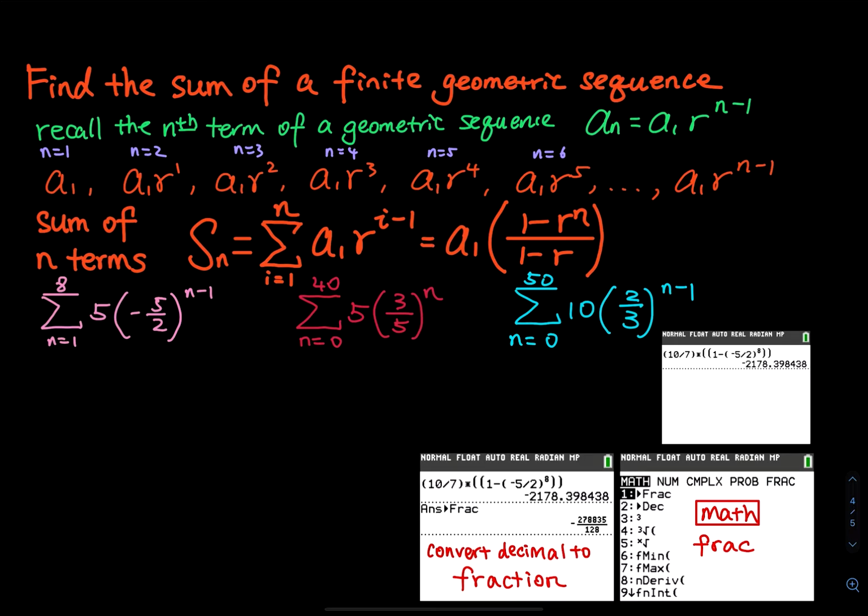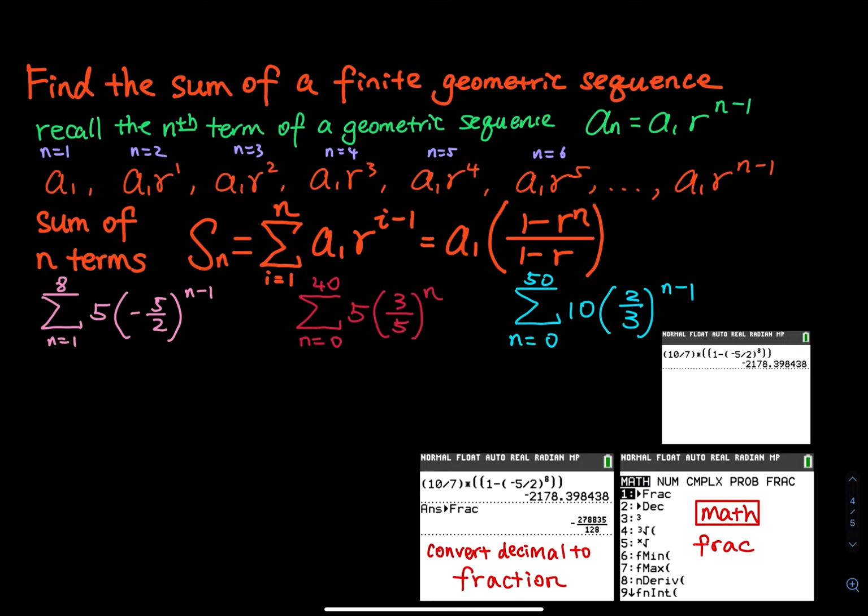I have 4 examples, and the graphing calculator screenshots you see here are a smarter way to convert a decimal to a fraction. So let's start with the first problem. We have n goes from 1 to 8, and then in the next 2 problems, I want to explain what happens when n starts at 0. Alright, so let's do it one by one.